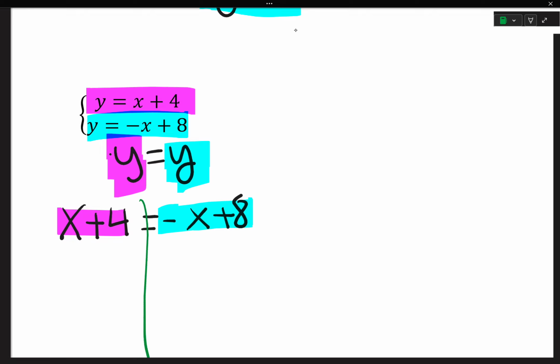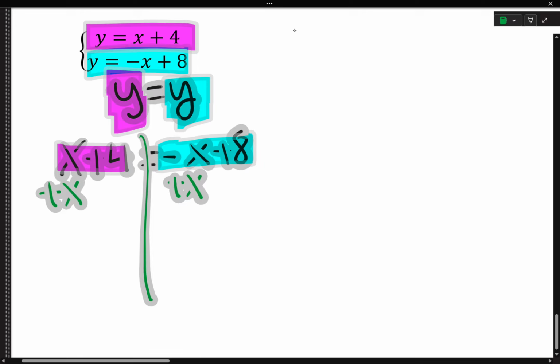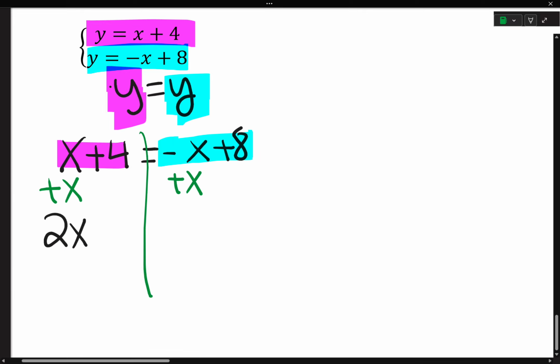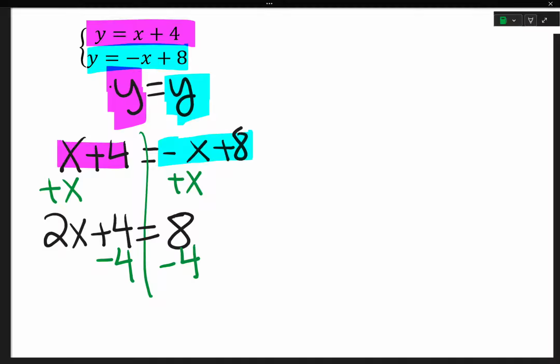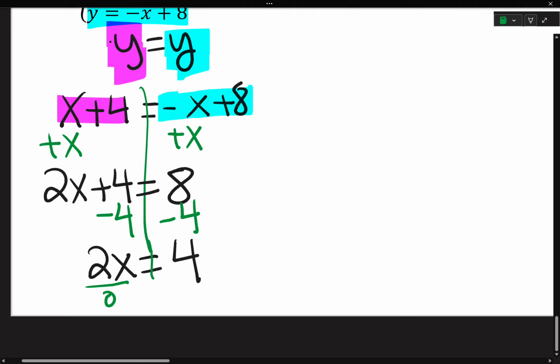All right, I like to move my x's to the left, so I'm going to move x by adding it, which means I got 2x plus 4 equals 8. If I move my x's to the left, I gotta move my regular numbers to the right, and I'm doing that by subtracting 4 to undo plus 4. So I got 2x equals 4. And of course, we get to finish by dividing by 2. I ran out of room.